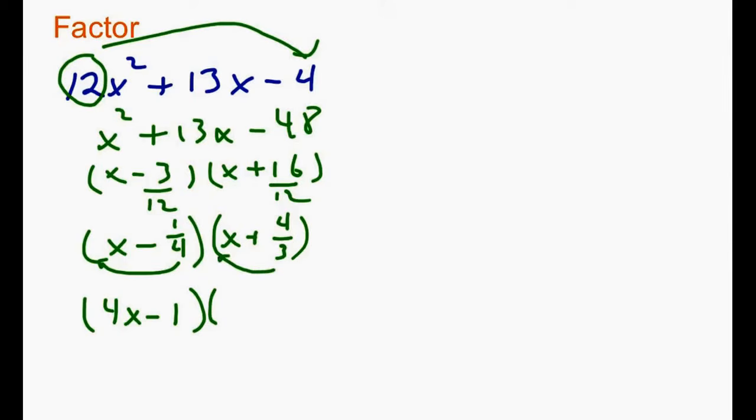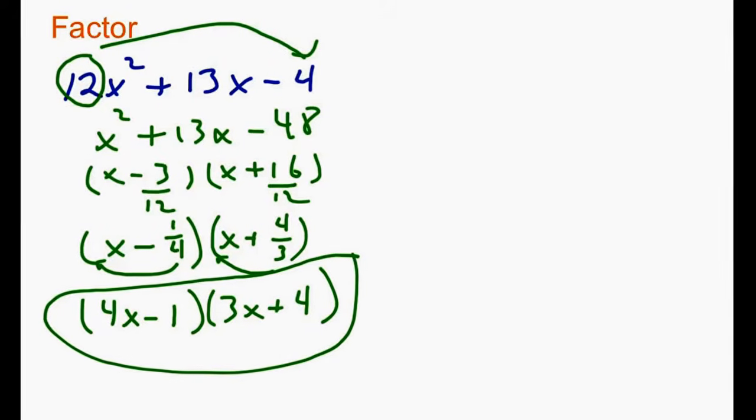Same thing here. I slide the 3 over. 3x plus the numerator 4 stays there. And I get 4x, the quantity 4x minus 1 times the quantity 3x plus 4. There we go.